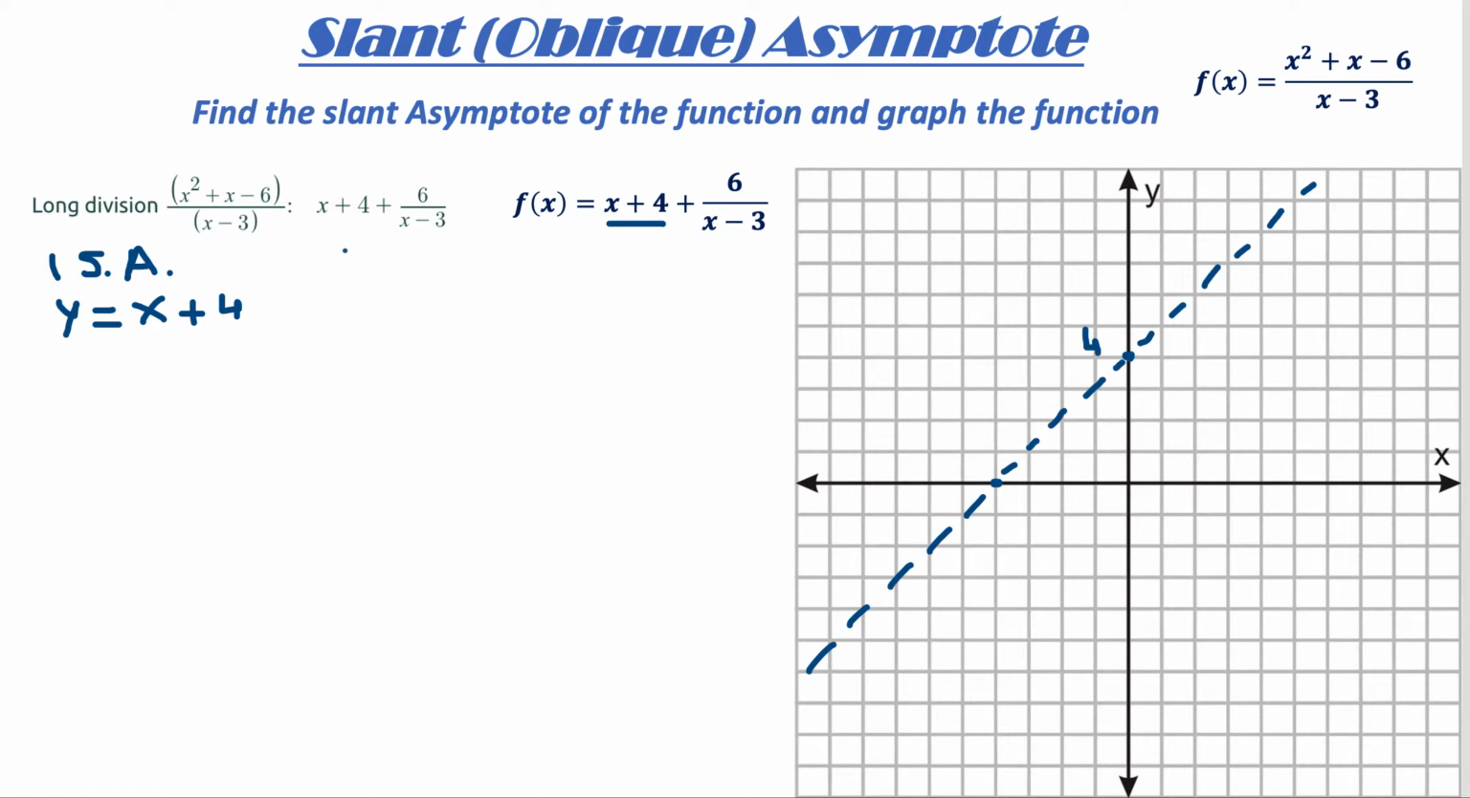And now, number 2, let's find the vertical asymptote. For the vertical asymptote, we take the denominator of the function and we equate it with 0. So an easy way, we take x minus 3, and we equate it with 0 and solve for x, and x is going to be equal to 3. So this is a vertical asymptote.